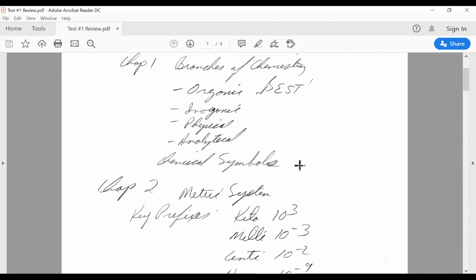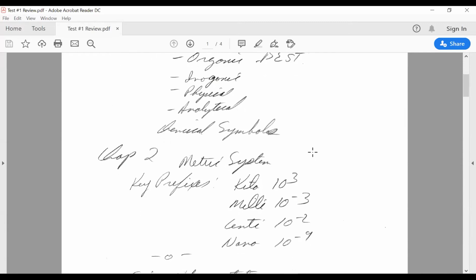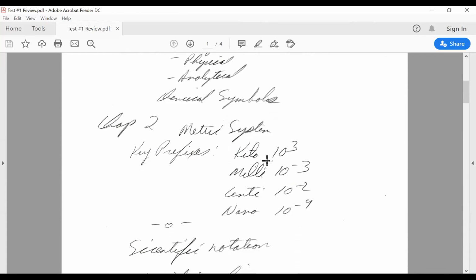I talked about the key prefixes in the metric system, and you should know kilo 10 to the third, milli 10 to the minus third, centi 10 to the minus second. And in coming years, hopefully things get better with the virus. You'll hear more about nano, like nanotubes and nanoparticles, which are playing a more important role in our life, and that's 10 to the minus 9.